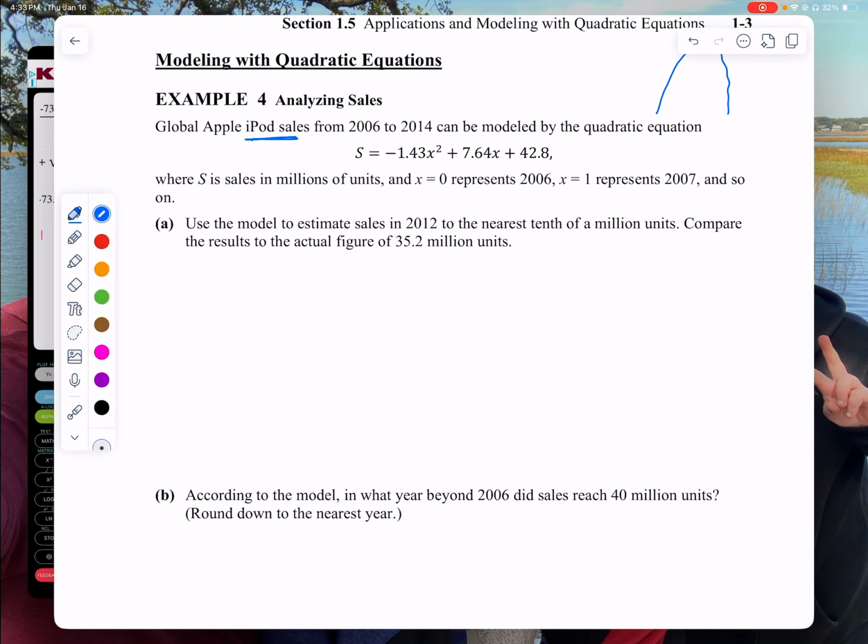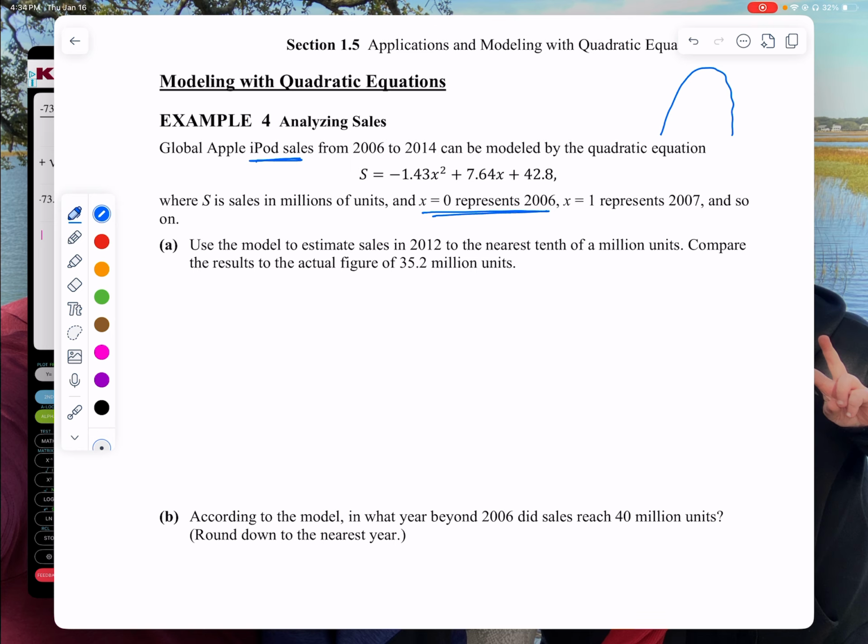Here is a key thing. 0 represents 2006. So let's say I want to know what it's going to be in 2007. If 0 is 2006, then 1 year later is 2007. That means I would put 1 in for T. If I want 2008, I would put 2 in for T. That's key, because if you put in 2008, you're going to get the wrong number.